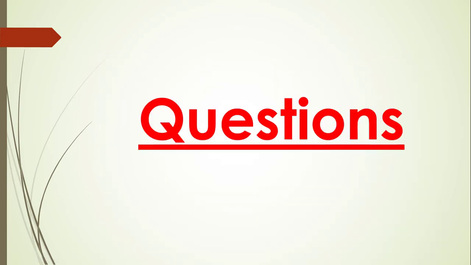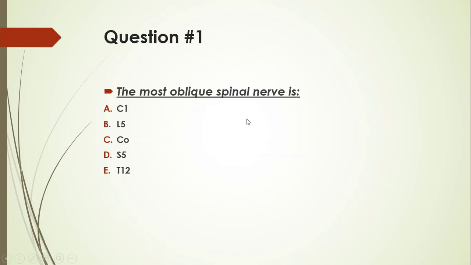Time for questions. Please take your time and answer in the comment section down below. Question number 1. The most oblique spinal nerve is? C1, L5, coccygeal, S5, or T12. The most horizontal spinal nerve is.